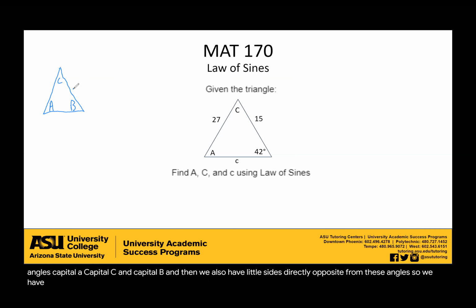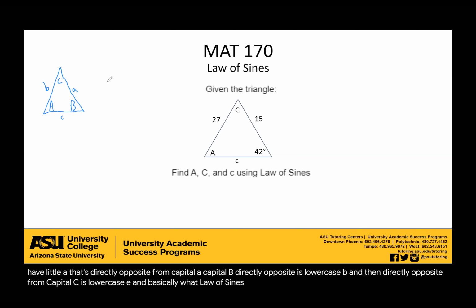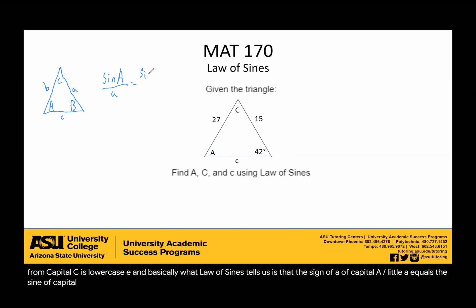So we have little a directly opposite from capital A, lowercase b directly opposite capital B, and lowercase c directly opposite capital C. And basically what law of sines tells us is that the sine of capital A divided by little a equals the sine of capital B divided by little b equals the sine of capital C divided by little c. So that's essentially what law of sines tells us, okay?